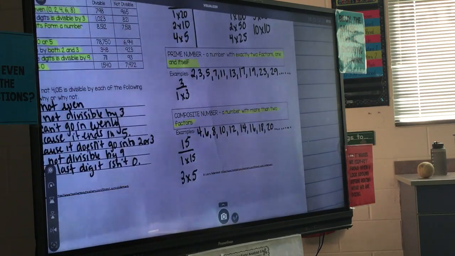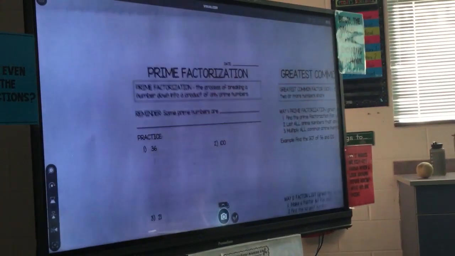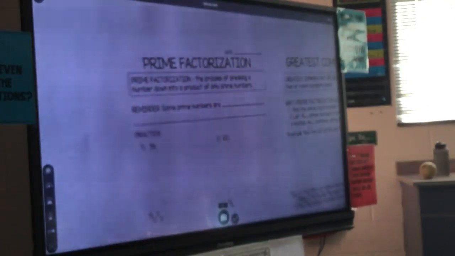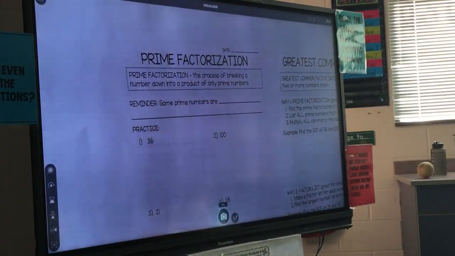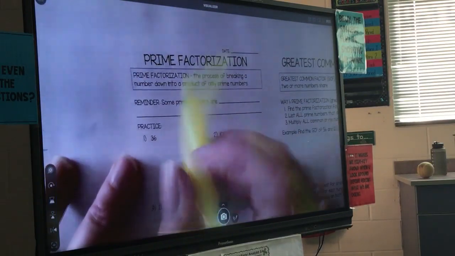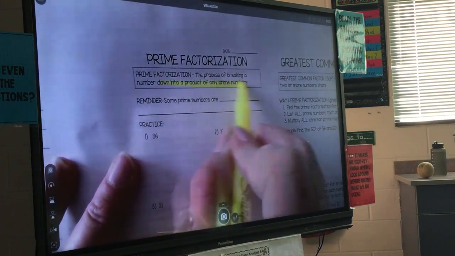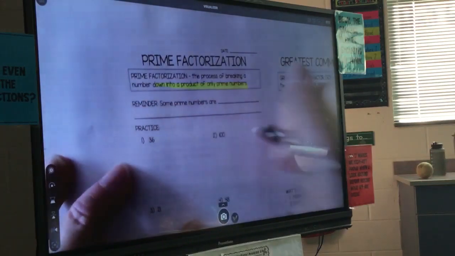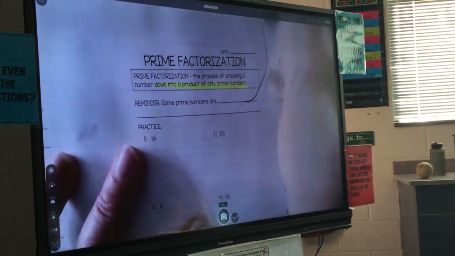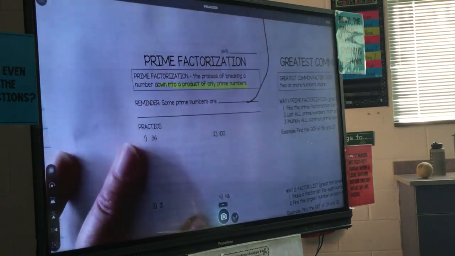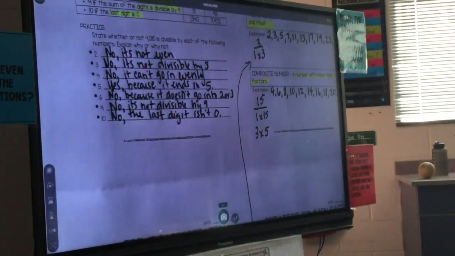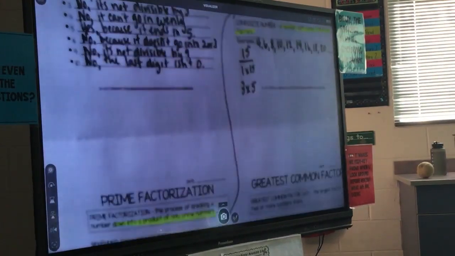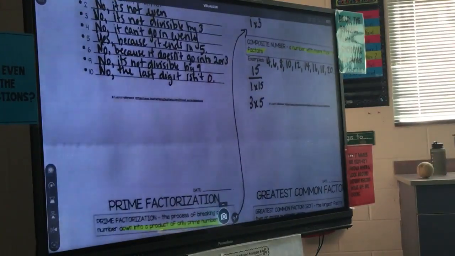All right, slide down to prime factorization. So we are going to do a couple problems. We're not going to do all of these. All right, so prime factorization is the process of breaking a number down into a product of only prime numbers. And the prime numbers, again, we're not going to list them. I'm just going to draw an arrow to where we wrote some prime numbers earlier. So from there to there. We're not going to repeat those numbers again.